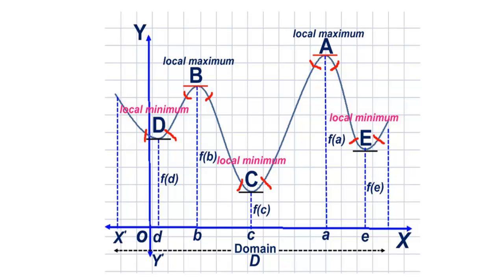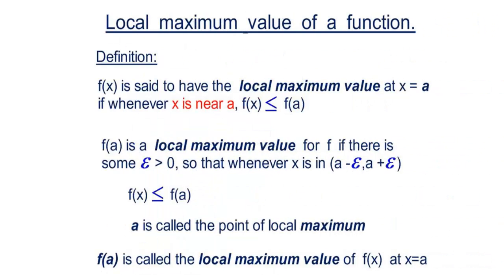Now that we have understood roughly the meaning of local minimum and local maximum, let us see the formal definition of the local maximum and local minimum. The first thing is the local maximum value of a function. The definition is: f(x) is said to have a local maximum value at x equal to a if whenever x is near a, f of x is less than or equal to f of a.